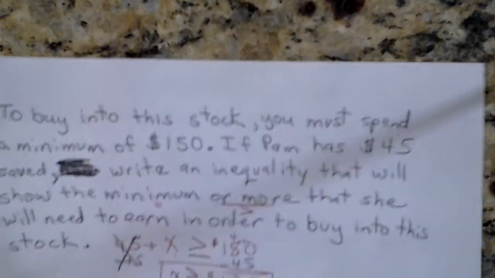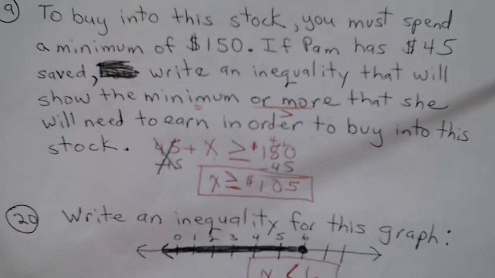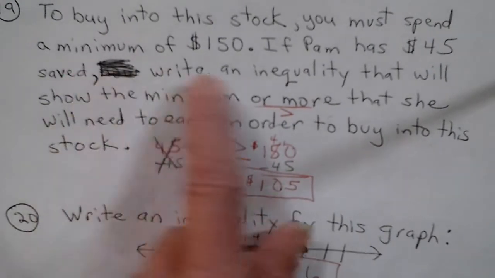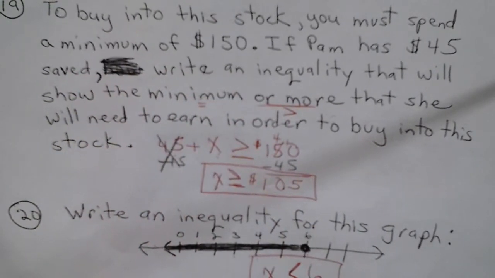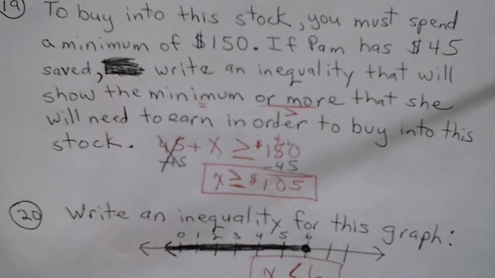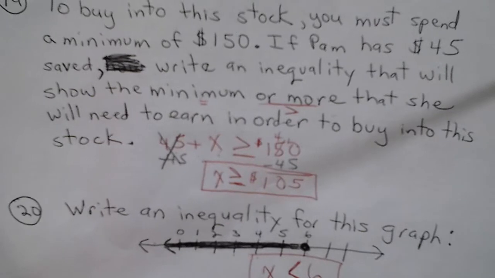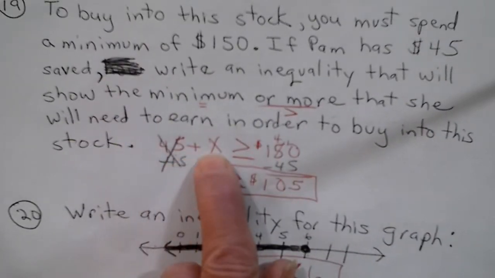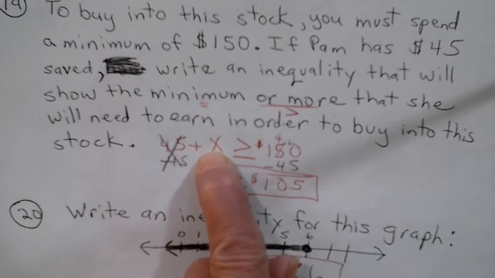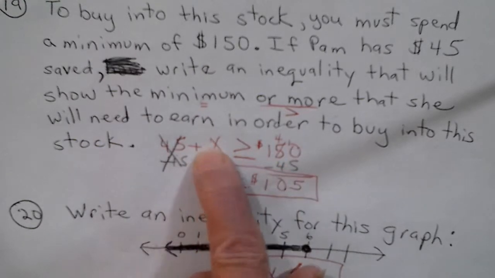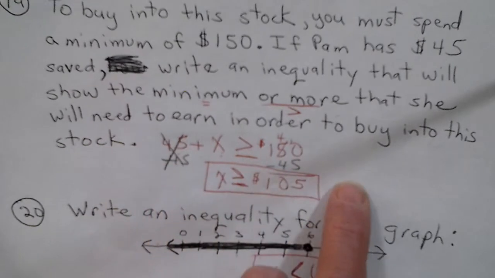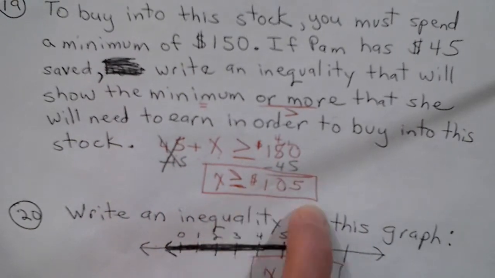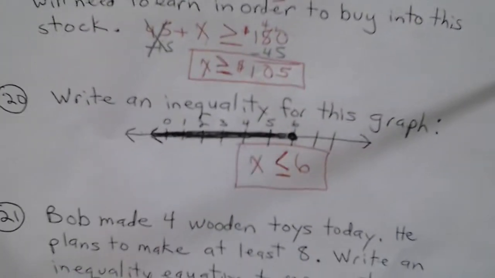Okay, now let's look at our next page, number 19. I wrote an inequality. To buy into this stock, you must spend a minimum of $150. If Pam has $45 saved, write an inequality that will show the minimum or more that she will need to earn in order to buy into this stock. Okay, so she's got $45. We're adding how much she needs to add to that to be greater than or equal to. We don't know how much that is till we solve it. So minus 45 here, minus 45 here. X has to be greater than or equal to 105.